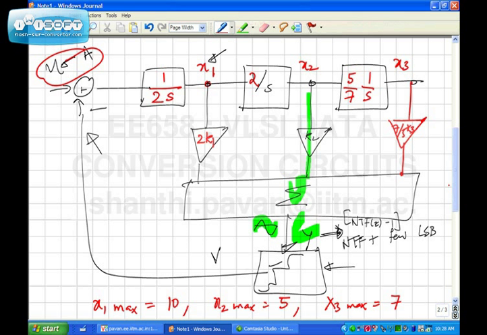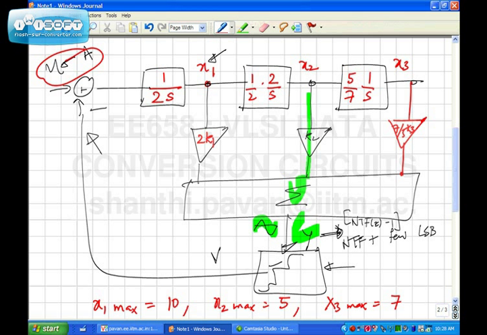Alright. But in any case, for example, now in this, if I wanted to make x2 max equal to say 2.5, what should I do? I want to keep x1 max and x3 max the same. If I wanted to make x2 max 2.5, what would I do? I will multiply this by half, so I will make it 1/2 into what it was earlier.